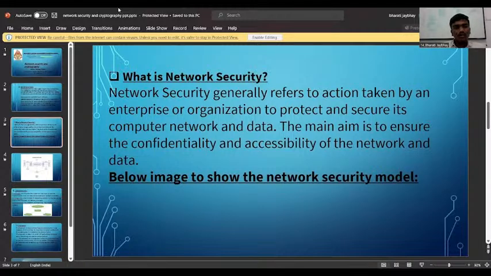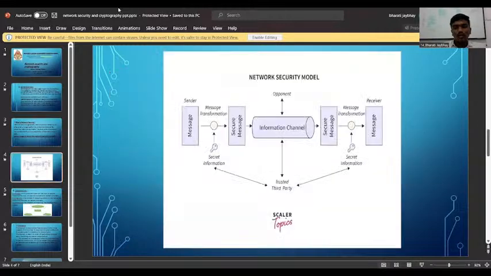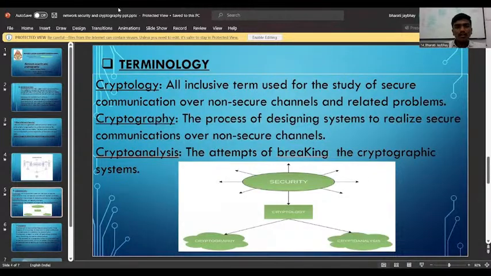What is network security? Network security generally refers to actions taken by any enterprise or organization to protect and secure its computer network and data. The main aim is to ensure the confidentiality and integrity of the network and data. Below is an image showing the network security model. Terminology: cryptology is an inclusive term used for the study of secure communication over non-secure channels and related problems. Cryptography is the process of designing systems to realize secure communication over non-secure channels.